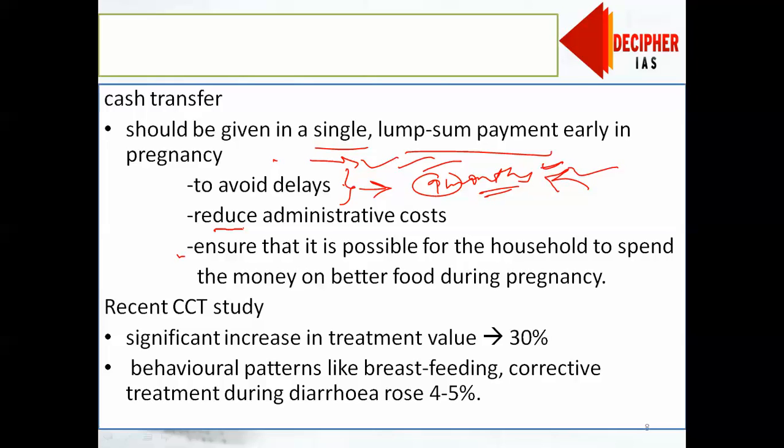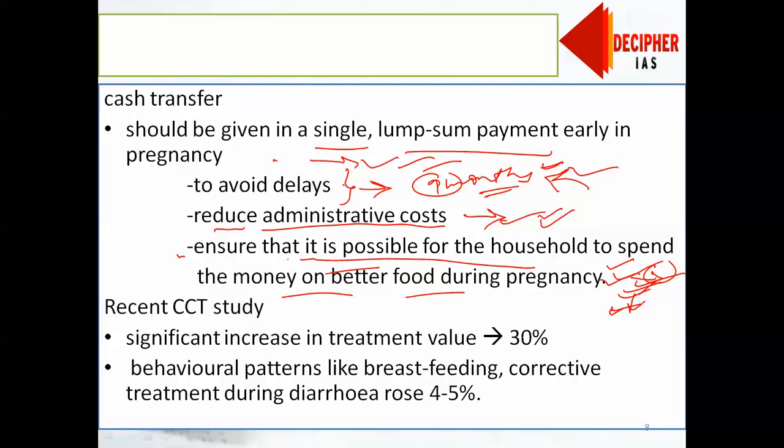We should also reduce our administrative cost. We can do direct benefit transfer to the mothers. We should also ensure that it is possible for the household to spend the money on better food. That is, food should be available nearby. The family should support the mother-to-be by providing healthy food, and the money should not be spent on any other member but the pregnant mother. Now also, the question of the doability of this can be addressed by this recent conditional cash transfer study.